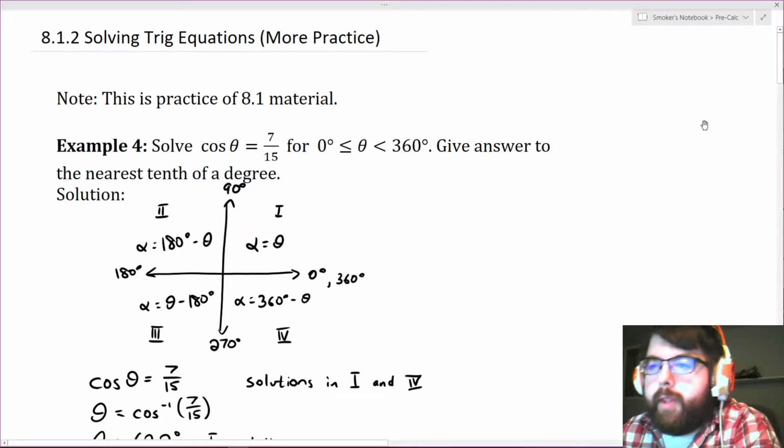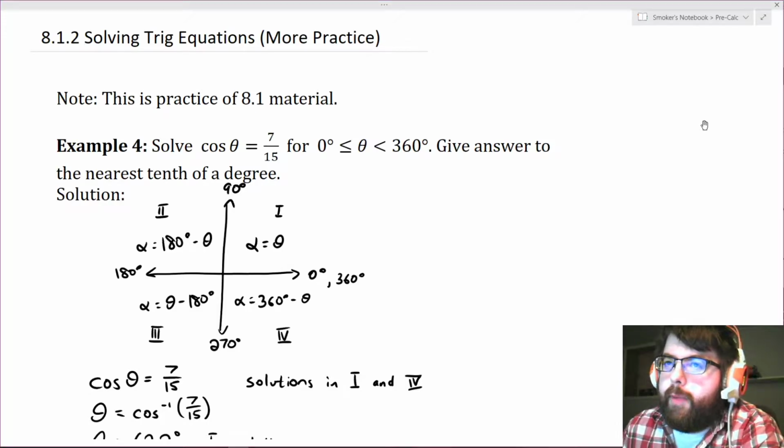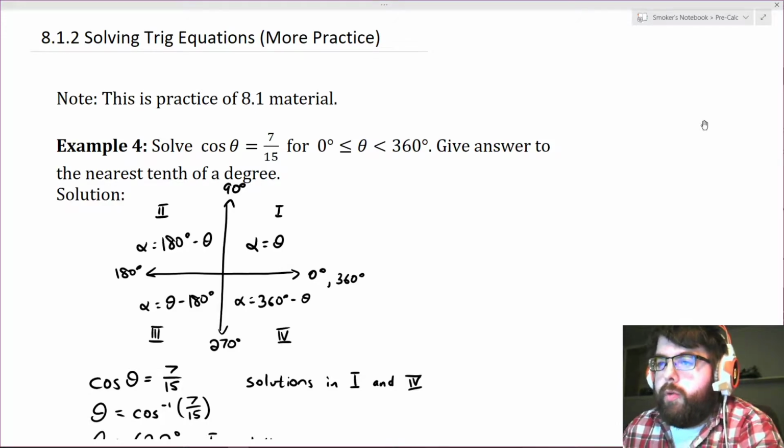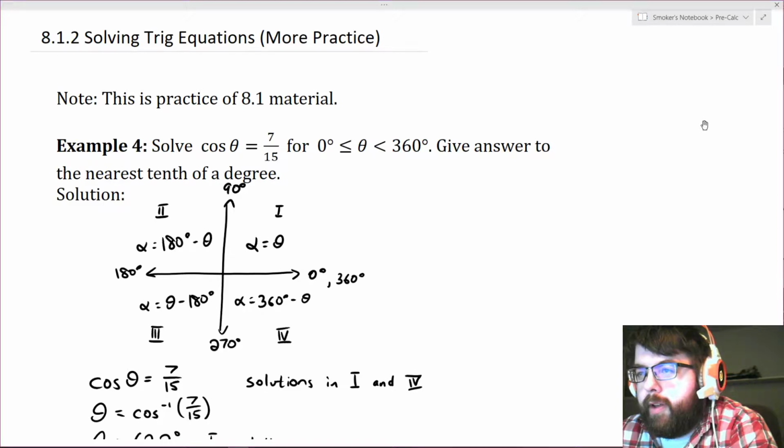Hello, Precalc. I have put together here some more examples for Chapter 8, Section 1. Now, I'm recording this video after we have already done Chapter 8, Section 2, which is graphing the functions sine and cosine. But I felt that you guys wanted more practice.